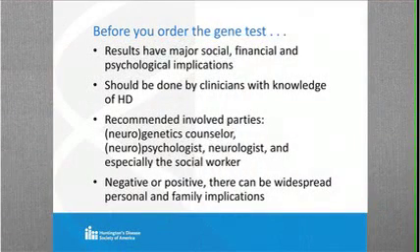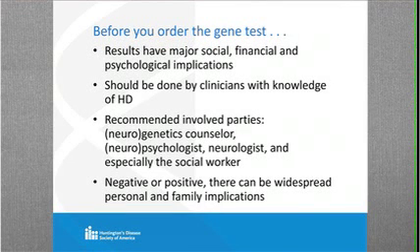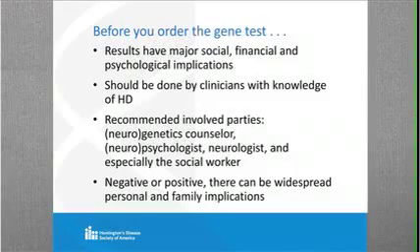Before you get the gene test to confirm the diagnosis or in pre-symptomatic testing, the results have really major social, financial, and psychological implications. And this is for people that are gene negative or gene positive. It really has significant impact on whole families, not just individuals. So this should be done only by clinicians that really know about HD. The recommended team that's typically involved in getting genetic testing, again, symptomatic or pre-symptomatic, often includes a genetic counselor, hopefully a neurogenetic counselor, a psychologist, preferably a neuropsychologist, a neurologist, and most importantly, a social worker.